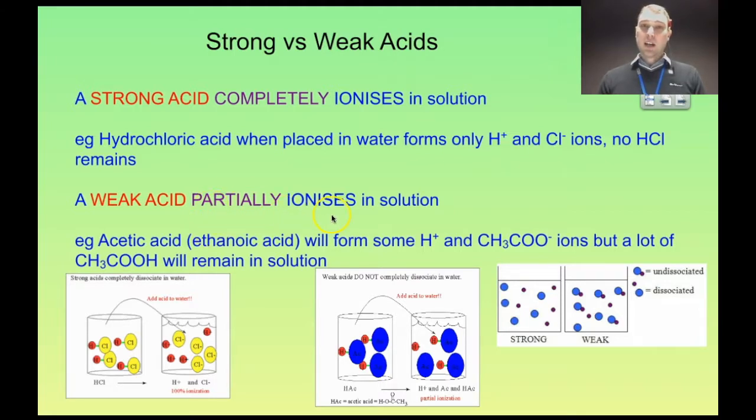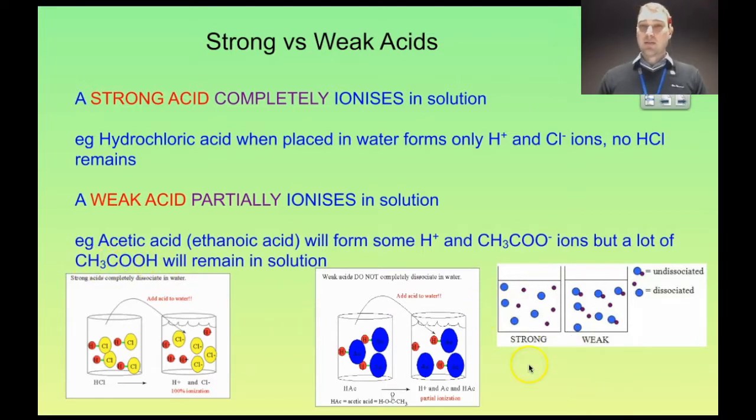A weak acid only partially ionizes. That means that only some of the molecules will break up into their hydrogen ion and the negative ion. A good example of this is acetic acid, ethanoic acid. Only some of the hydrogen ions will break off of the ethanoate ions to produce the hydrogen ions that we need to make it an acid. Lots of the CH3COOH, the still bonded acid here, will remain in the solution.